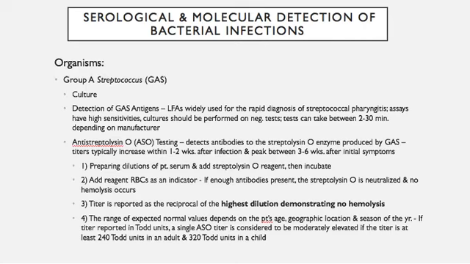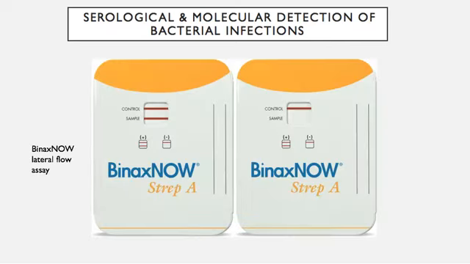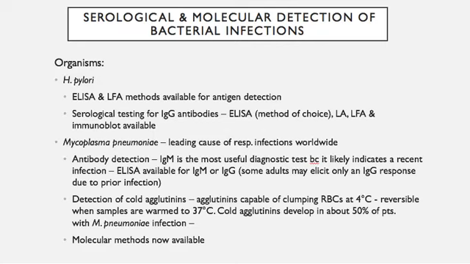A single ASO titer is considered to be moderately elevated if the titer is at least 240 Todd units in an adult and 320 Todd units in a child. And this is just an example, one of many different types of strep A tests that are available on the market, but it's generally what you're thinking about, where you've got that control line. The control line has to be present for the test to be valid, but then you've got the patient or the sample line there too that you're reading as positive or negative.